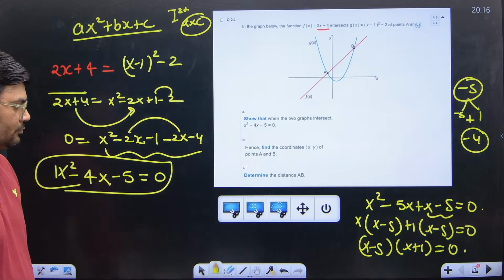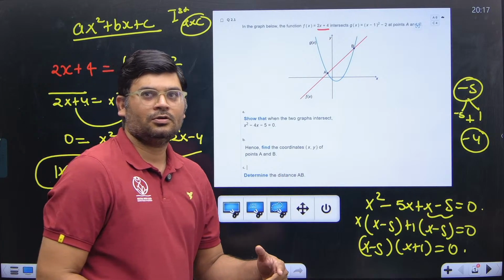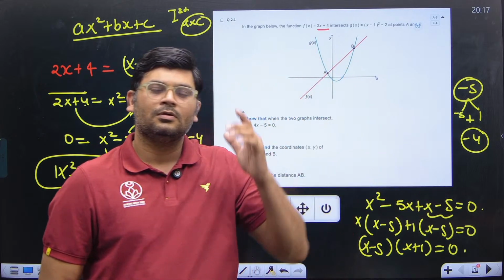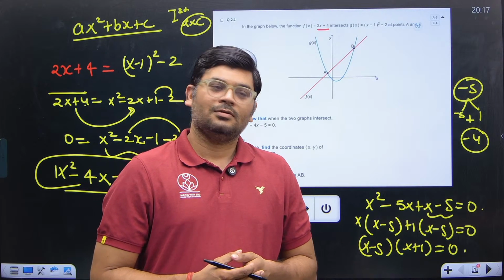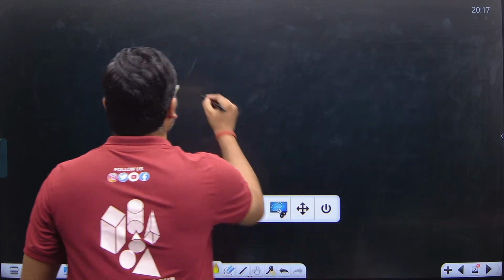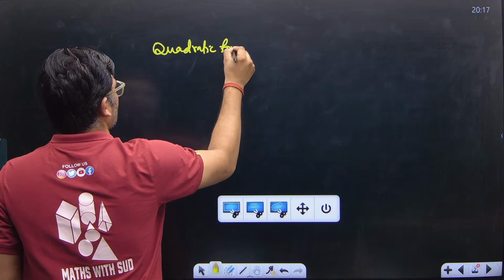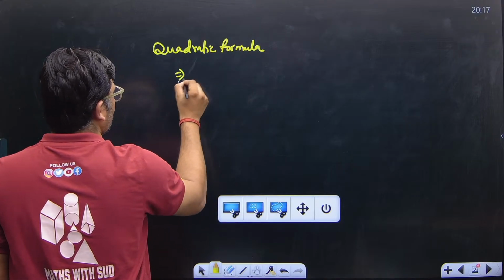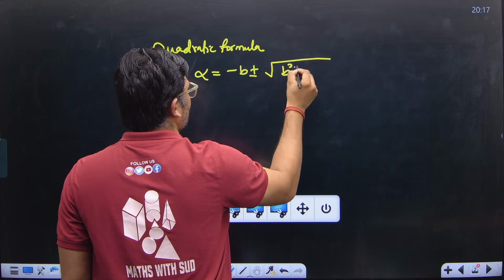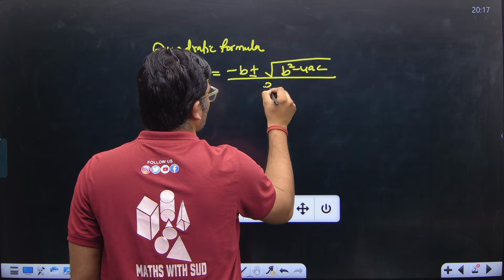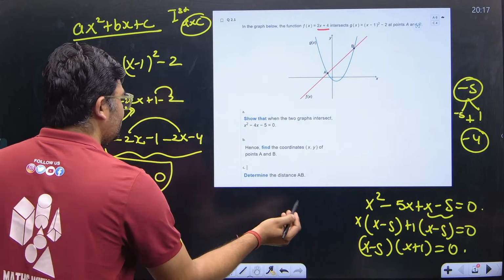So to find points A and B, you have to solve for the roots. Yes, solve for the roots. Can you also use the formula minus b plus minus square root of b square minus? If you remember that quadratic formula, but it is a very huge formula. So you have to write alpha is equal to minus b plus minus under root b square minus 4ac divided by 2a. If you remember this formula, it's very easy.